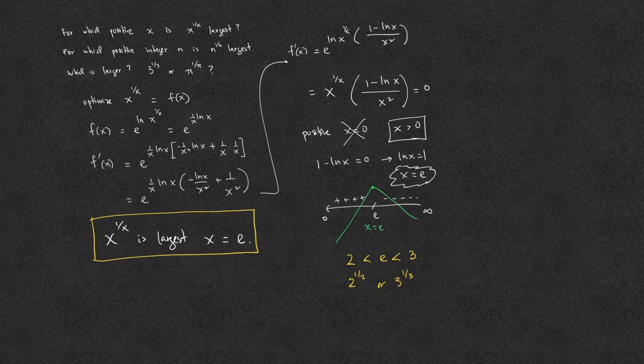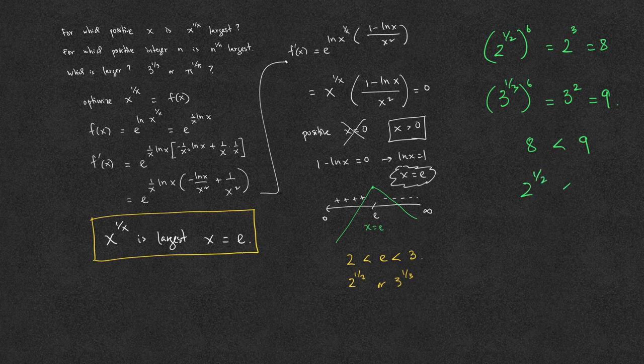Instead, we will compare the sixth power of these two, because 1/2 and 1/3 have the least common denominator of 6. 2 to the 1/2 raised to the sixth power is 2 cubed, or 8. 3 to the 1/3 raised to the sixth power is 3 squared, which is 9. Since 8 is less than 9 and the sixth power is one-to-one for positive input, we see that 2 to the 1/2 is less than 3 to the 1/3.